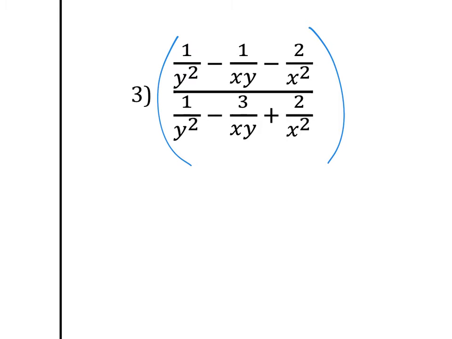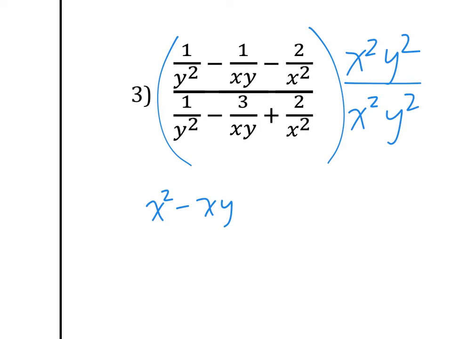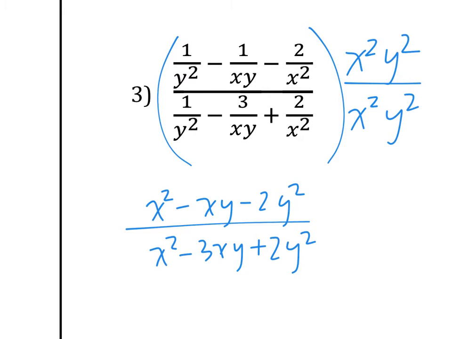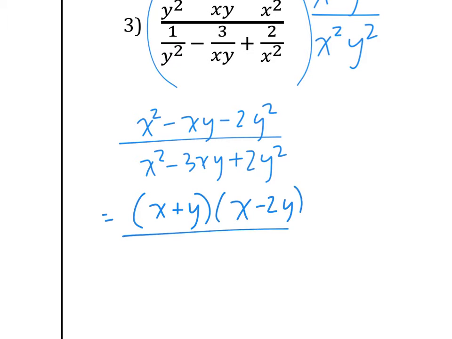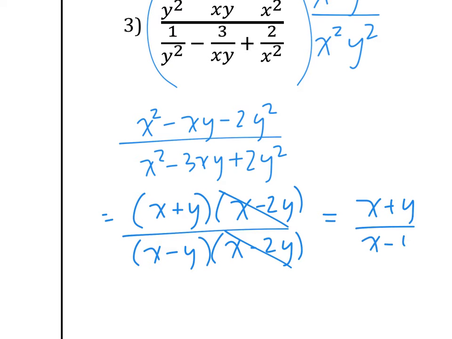Okay, so this is the question where you multiply by x squared, y squared. That is the least common denominator. And then you get x squared minus xy minus 2y squared over x squared minus 3xy plus 2y squared. Factor, that's x plus y times x minus 2y over x minus y times x minus 2y. The two factors are the same, so they cancel. So it's x plus y over x minus y.